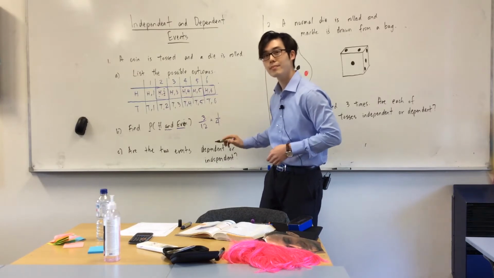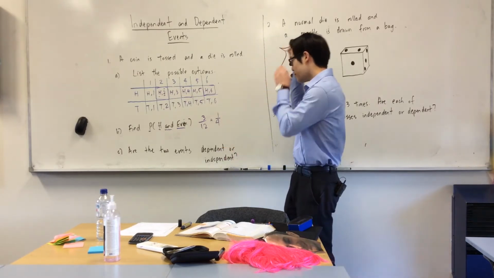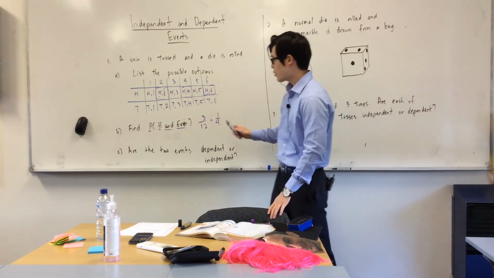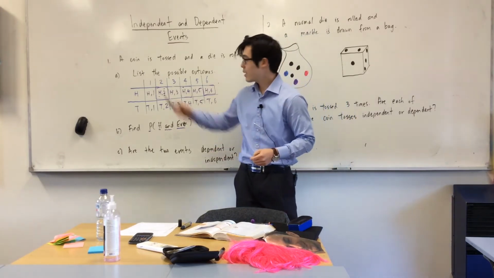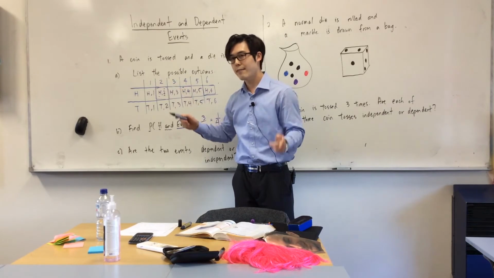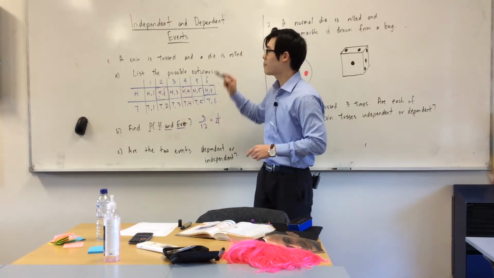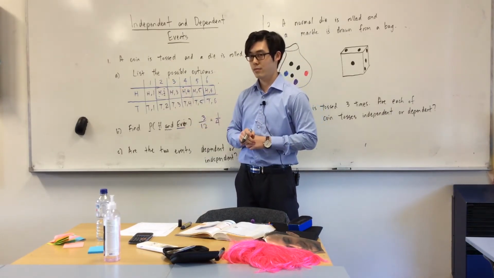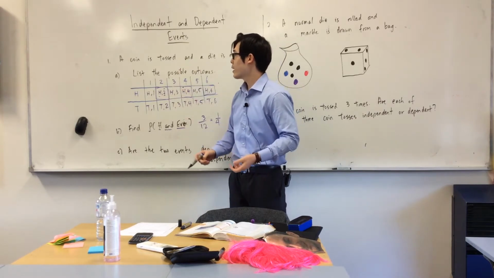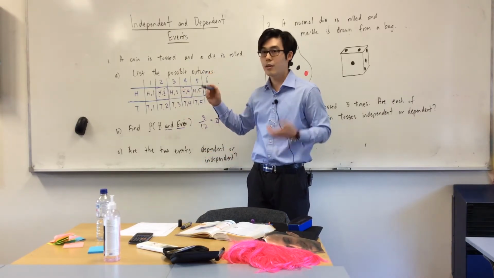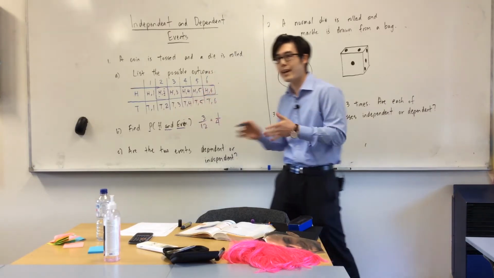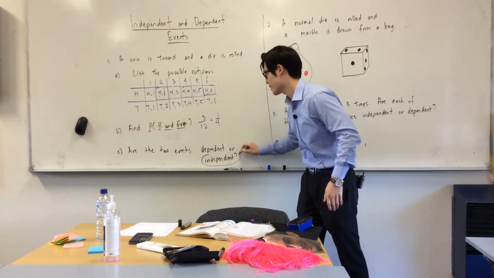Now, this is the question that I want to go through. Are the two events dependent or independent? So what that means is, if I toss a coin, does that affect or determine what number I'm going to roll on a die? So for example, if I get a head on a coin, does that mean I'm going to get an even number on a die? No. They're independent. It has nothing to do with each other. So that's your answer, independent.